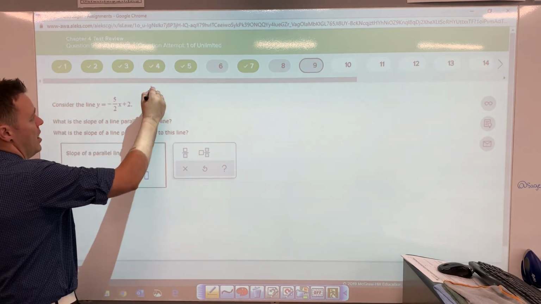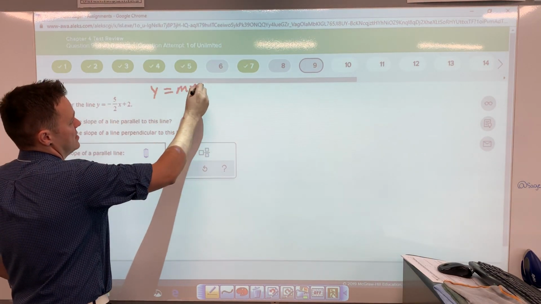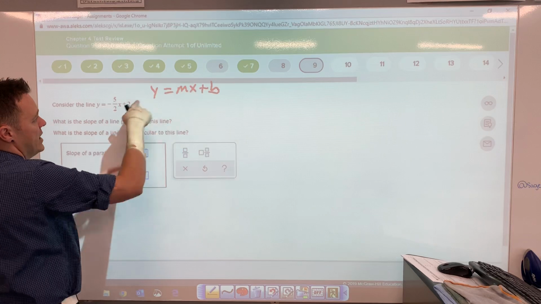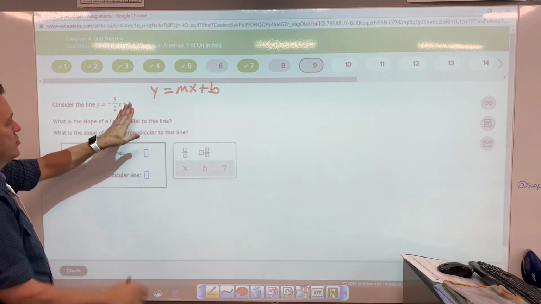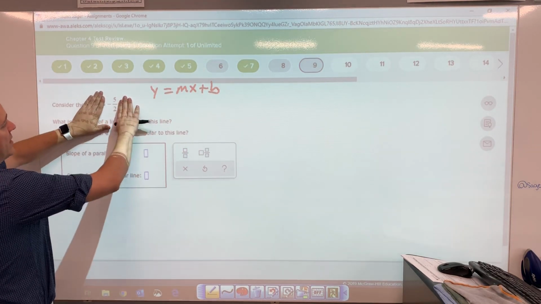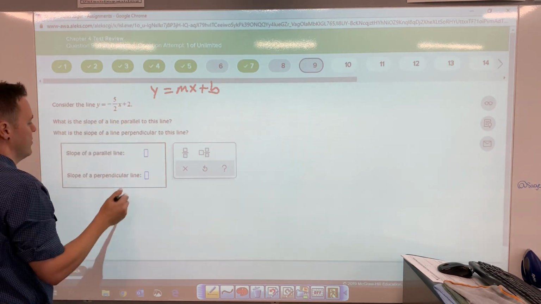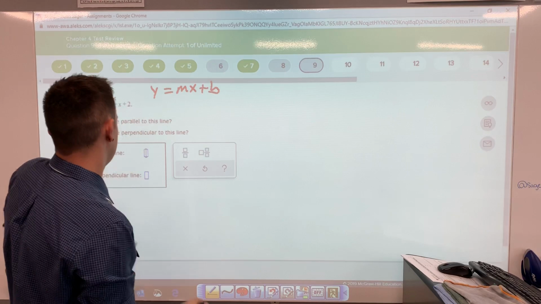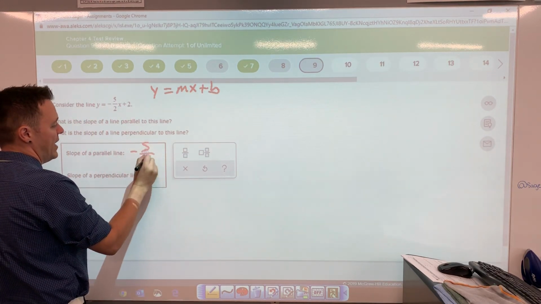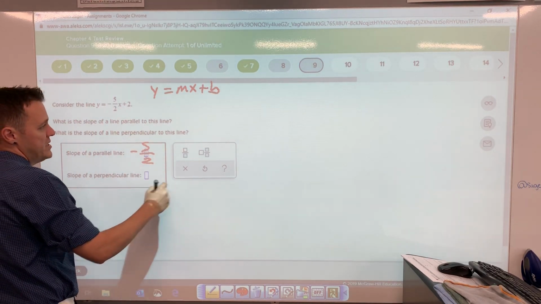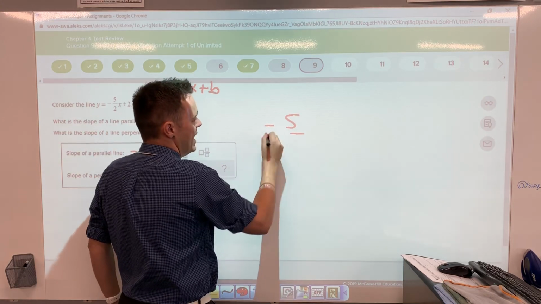This is the form of y equals mx plus b, right? Do I care about the b? Nope. Do I care about the x? Nope. Do I care about the y? Nope. I only care about the m, which is negative 5 over 2. So a slope that is parallel is negative 5 over 2.